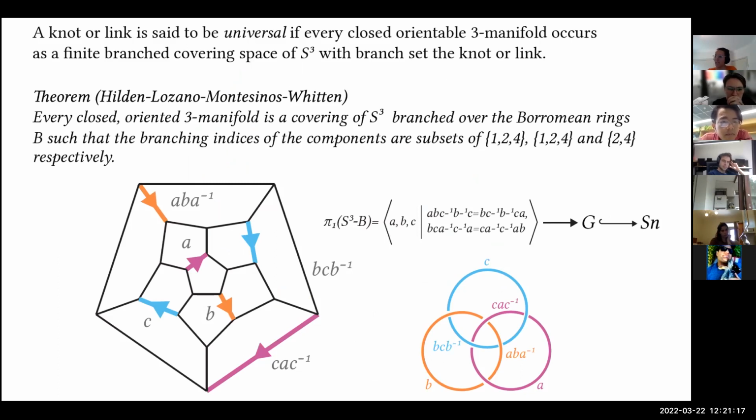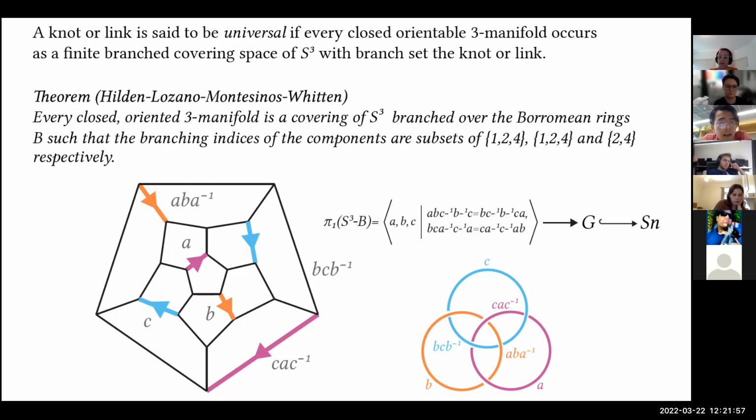They're amazing, and they satisfy a condition called being universal. A knot or a link is said to be universal if every closed orientable three manifold occurs as a finite branch covering space of S3 with branch set the knot or link. There's this amazing theorem of Hilden, Lozano, Montesinos, and Witten that states that every closed oriented three manifold is a covering of S3 branched over the Borromean rings B, such that the branching indices of the components are subsets of {1, 2, 4}, {1, 2, 4}, and {2, 4} respectively.